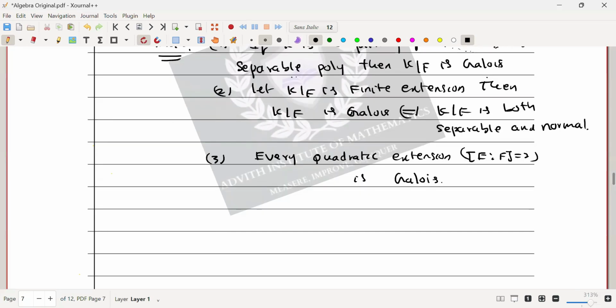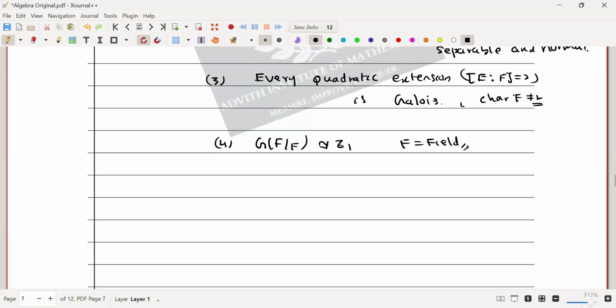The next one, the Galois group of F over itself is always isomorphic to Z1, where F is a field. This is true whenever the characteristic of F is not equal to 2. So every quadratic extension is Galois whenever the characteristic of F is not equal to 2.